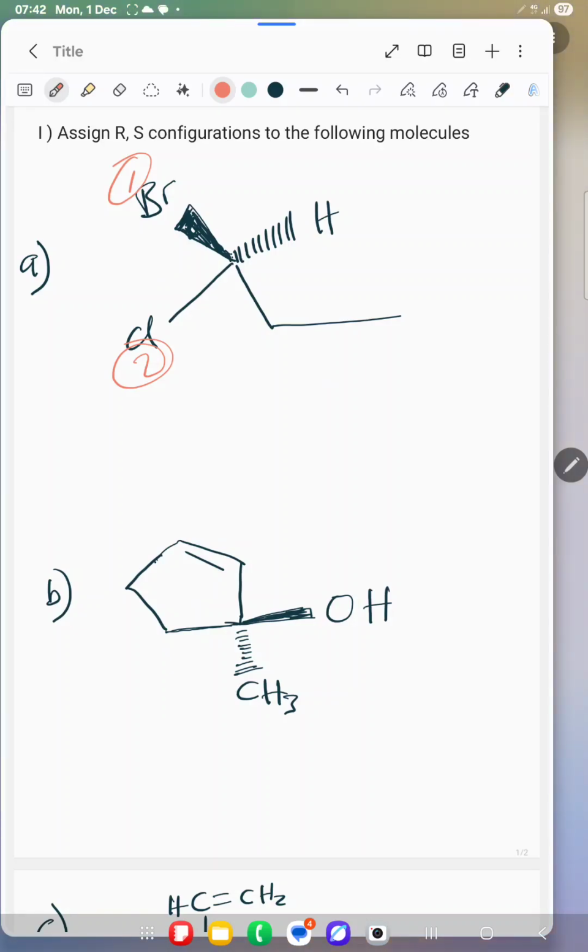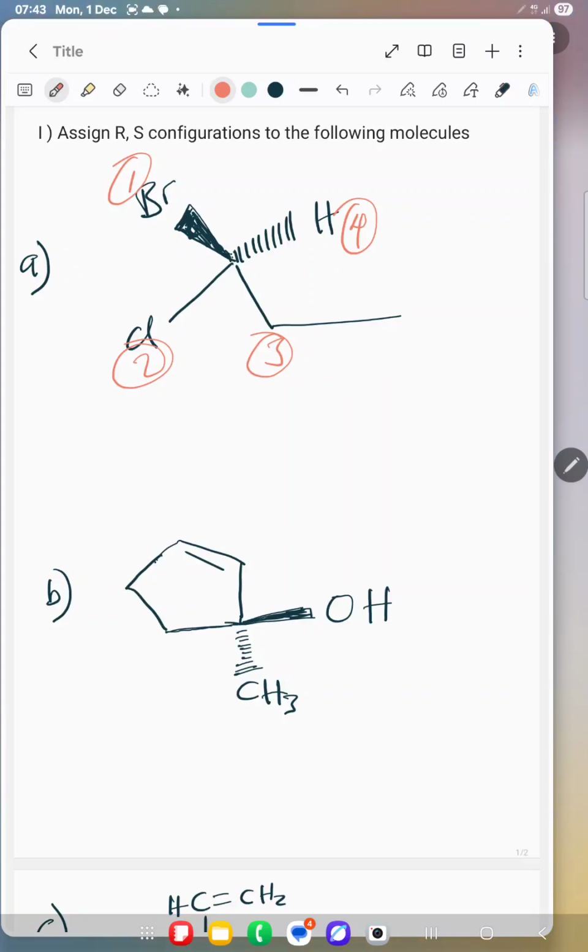Then from there we have this group which is coming here. Hope you're able to see this group here. That is an ethyl, so the ethyl will be assigned number 3 because there is a carbon here. So number 1 is bromine, 2 is chlorine, 3 is carbon, and then number 4 is the hydrogen, because you know that hydrogen has an atomic mass of 1.